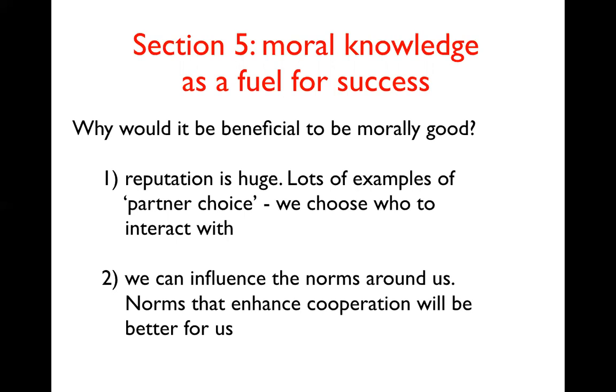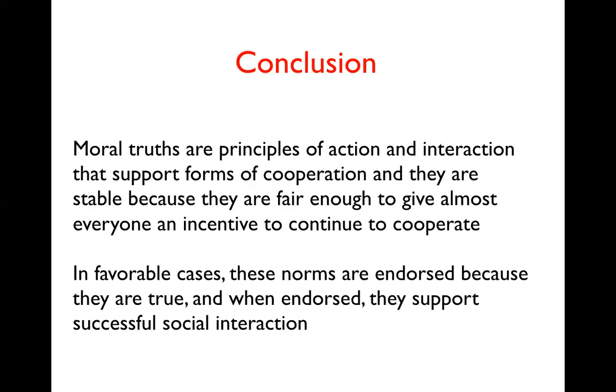Okay, so the final section here, their view is that moral truths are actually principles of action and interaction that support forms of cooperation. So they enhance social cohesion. Now, the reason these norms are stable is because they're fair enough, they're pretty good. They give almost everyone an incentive to continue to cooperate, right? Everyone is basically equal at some level. As I think Hobbes put it, we're not so strong that we can go around and survive on our own. Anyone can be killed by anyone else. So everyone has an incentive to continue to cooperate.